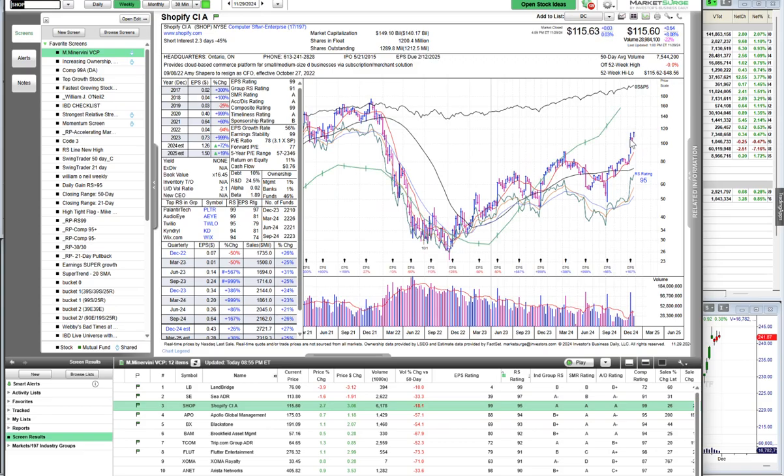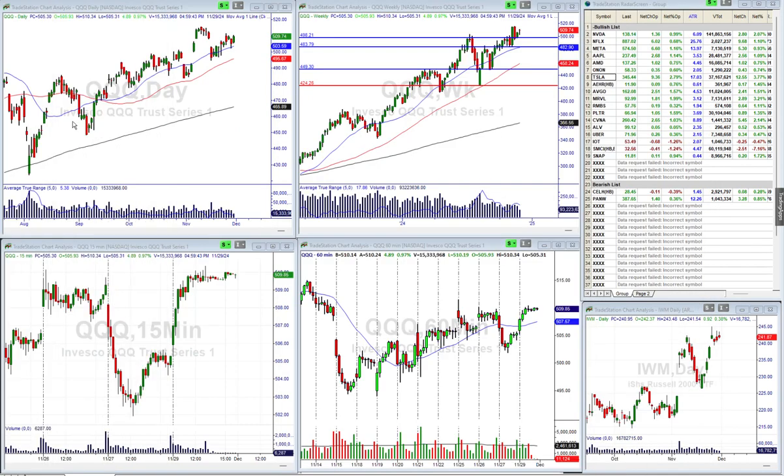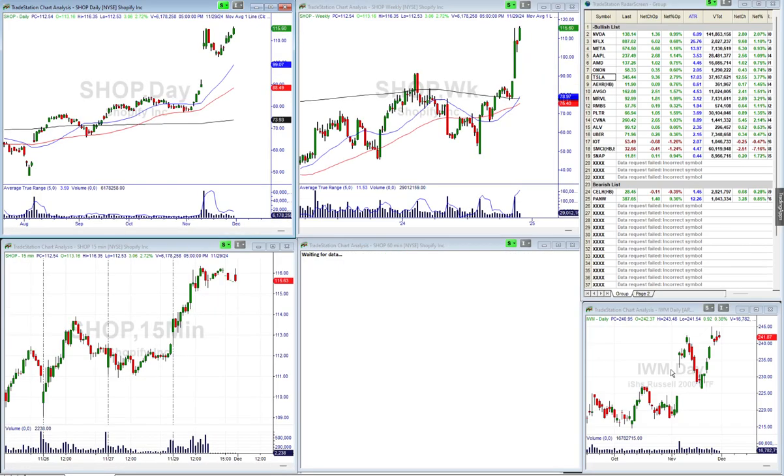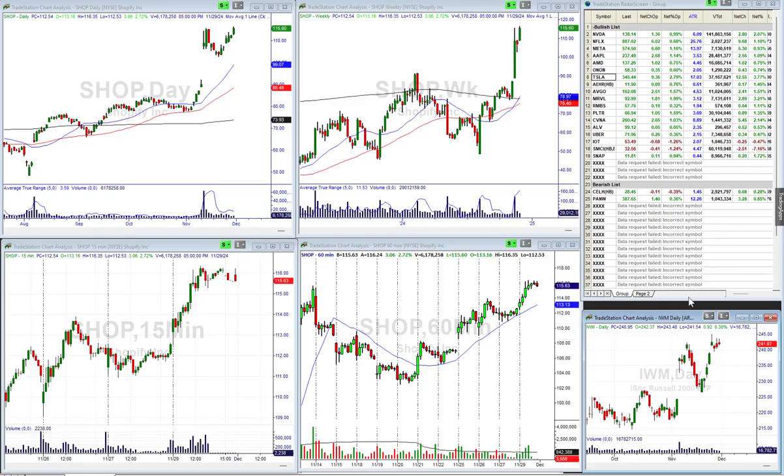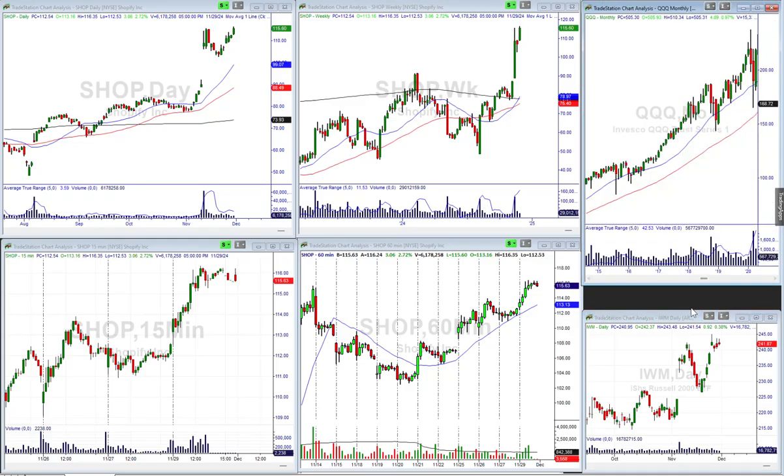SHOP actually looks pretty good. It's a weekly 1, 2, 3. I love these continuation plays. So I'll stop here and bring you back for clarity. SHOP is on the weekly chart, and what happened to my monthly chart? That was right here. So that's my monthly chart.